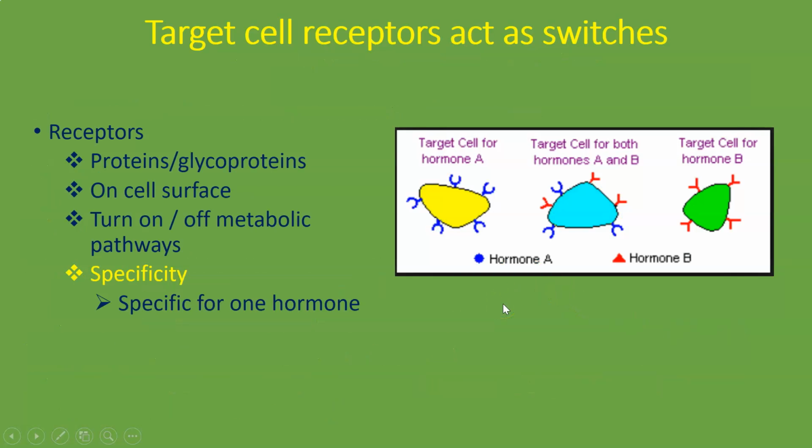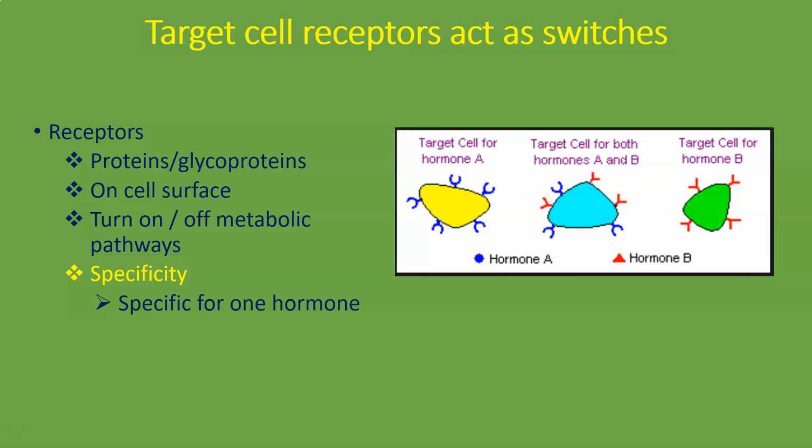So you know that hormones get deposited into the blood from different endocrine glands, and they are going to travel throughout the body, but they only affect cells that have receptors that are specific for them. So the cell receptors act as switches. Receptors for hormones are typically proteins or even glycoproteins, which basically means that you have a carbohydrate with a protein chain attached to it. These are found on the surfaces of cells, and they turn on and sometimes turn off metabolic pathways. But the biggest thing to remember is that receptors are specific for certain hormones.